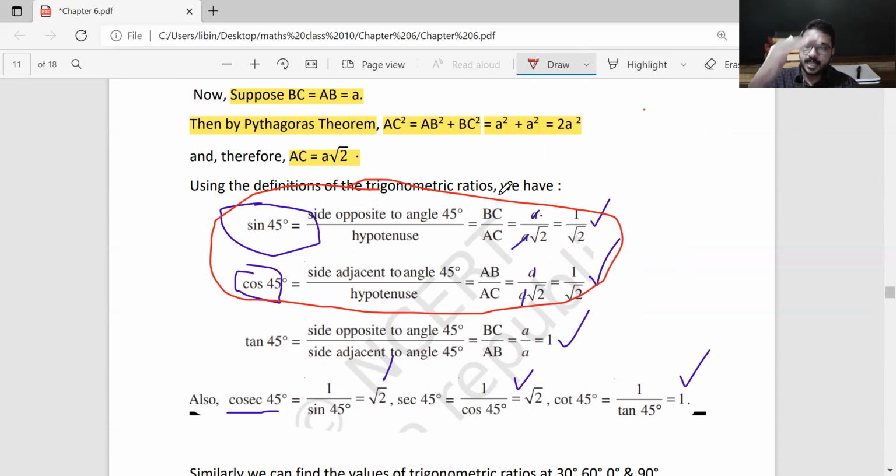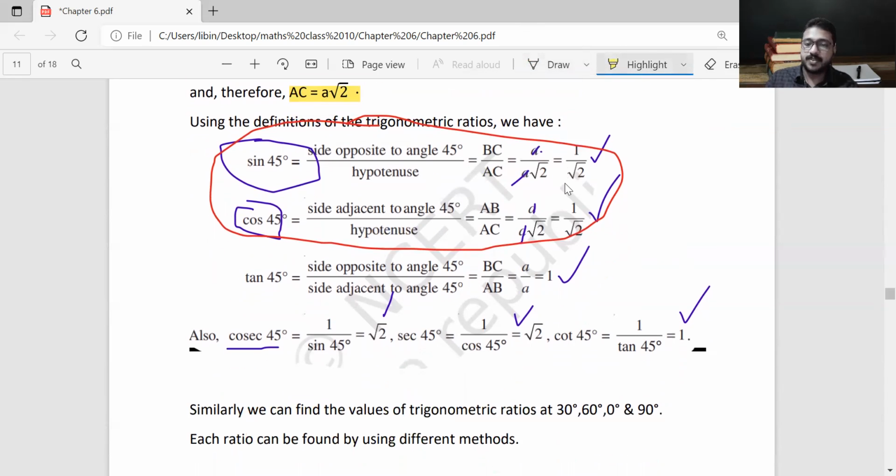Okay, in the same way, we can find the values of trigonometric ratios at 30 degree, 60 degree, 0 degree and 90 degree. All these values we want to learn by heart. In order to find these ratios we use different methods, and we don't need that method. You don't have to learn that method by heart. Only the values are to be learned by heart.